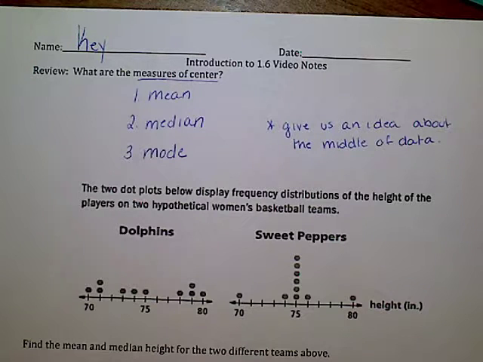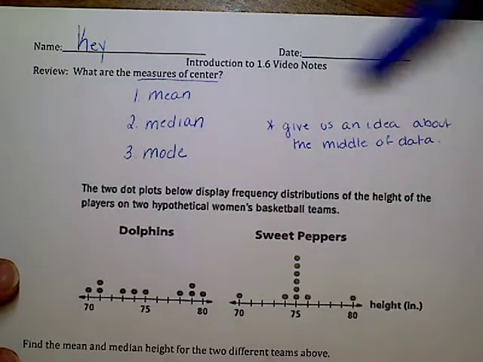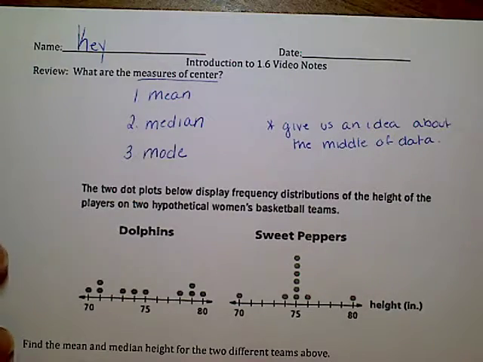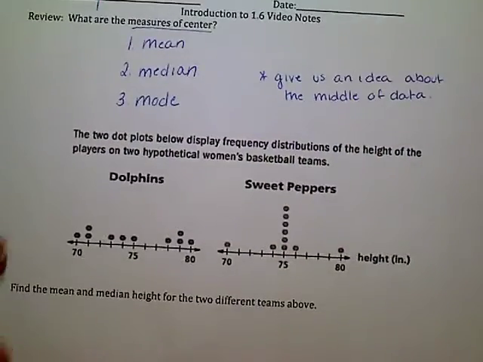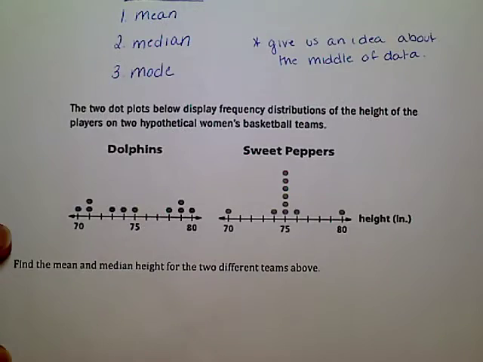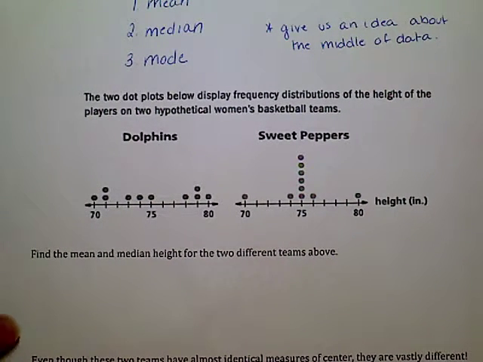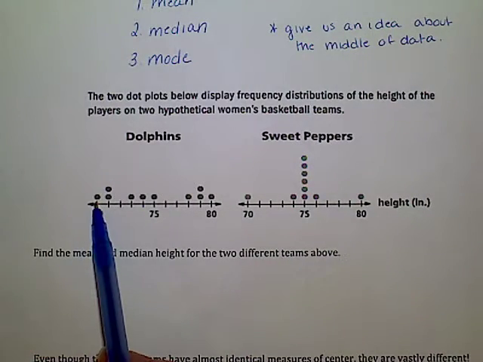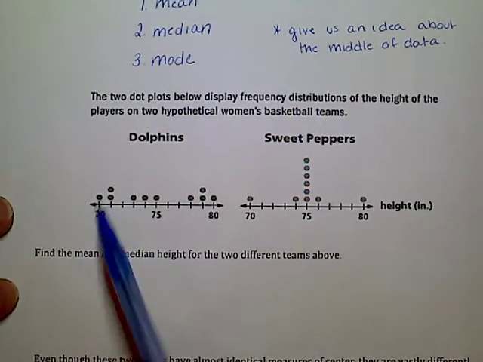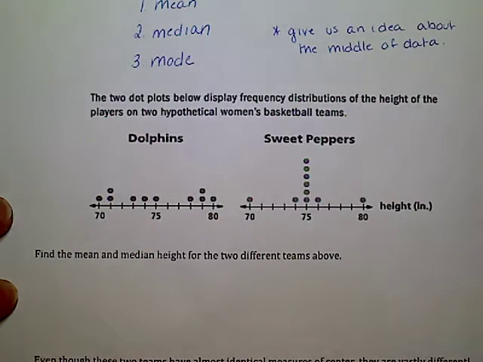So let's look at these two dot plots here, and these two dot plots represent the heights in inches of two different basketball teams. Okay, the Dolphins and, yes, the Sweet Peppers. So each dot represents a player's height. So for instance, on the Dolphins, there's a person that's 70 inches. There's two people that are 71 inches, so on and so forth.